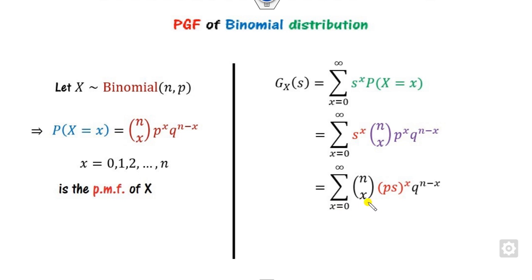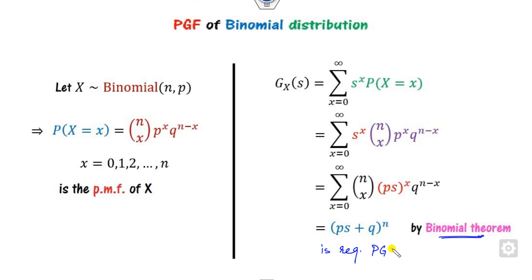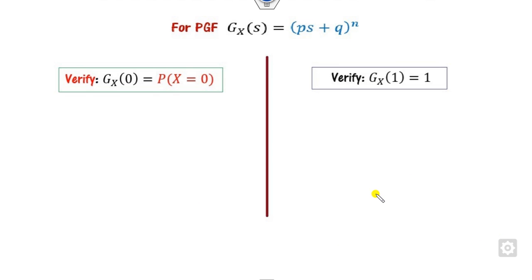Now, do you remember what the series expansion of this is, if you take it as an infinite sum? Yes, this is a binomial series. So with the help of the binomial theorem, you can see (ps + q)^n is the required generating function of the binomial. If you want to find the moment generating function corresponding to it, what will happen? You can simply replace s with e raised to power t, and you must remember that this is the required moment generating function. You can easily verify whether this satisfies these two properties or not.